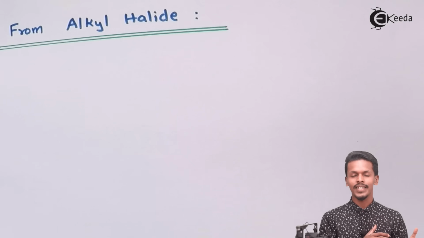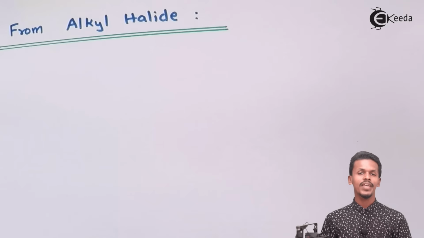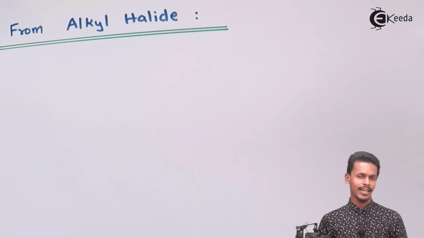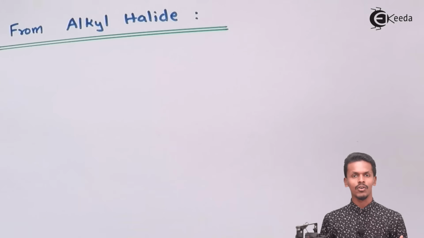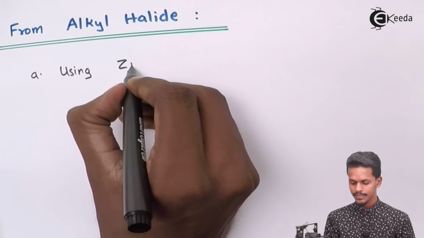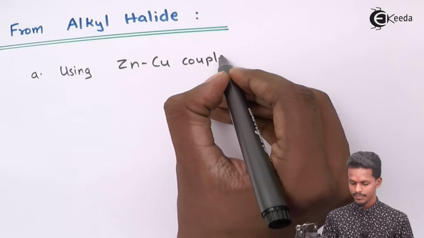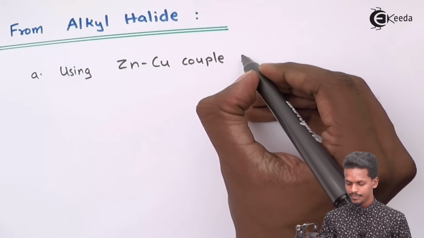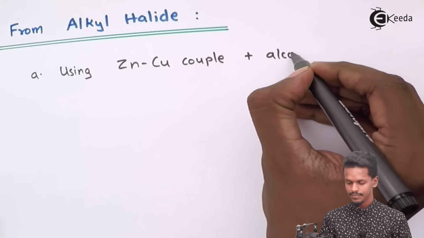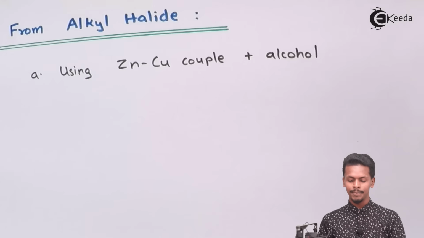So now, after doing the method of preparation from the sodium salt of carboxylic acid, we are going to prepare an alkane from an alkyl halide. There are two methods by which we could prepare an alkane from an alkyl halide. The first one is using zinc copper couple and alcohol.